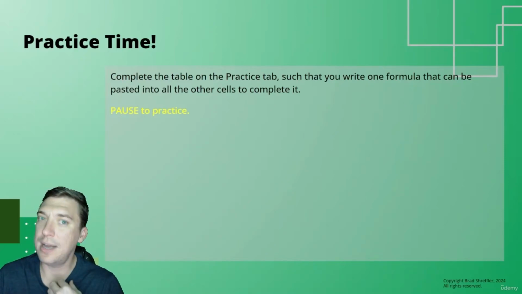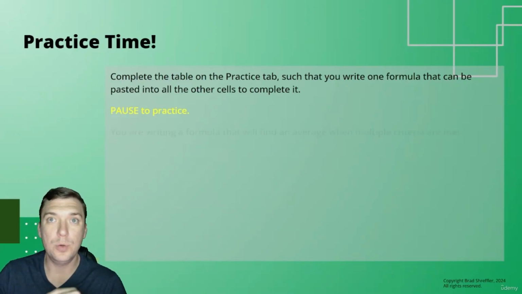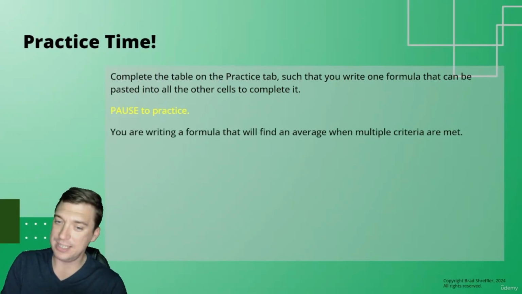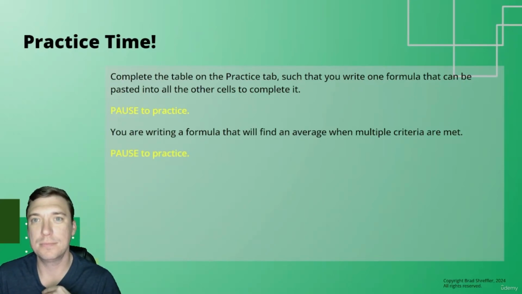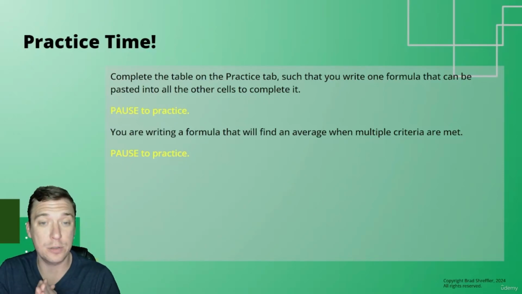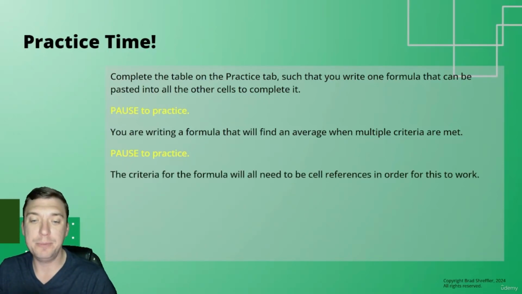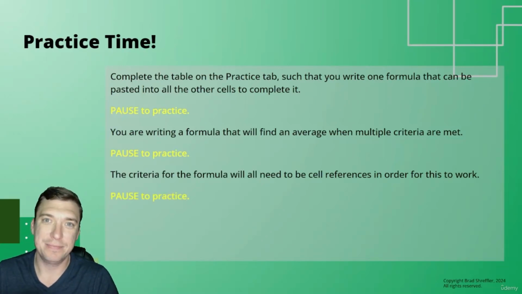How are we doing? Do we figure it out? All right. Here's a clue, your first clue. You are writing a formula that will find an average when multiple criteria are met. Pause to practice. Almost there? Need another clue. All right. The criteria for the formula will need to be cell references in order for this to work. Pause to practice.